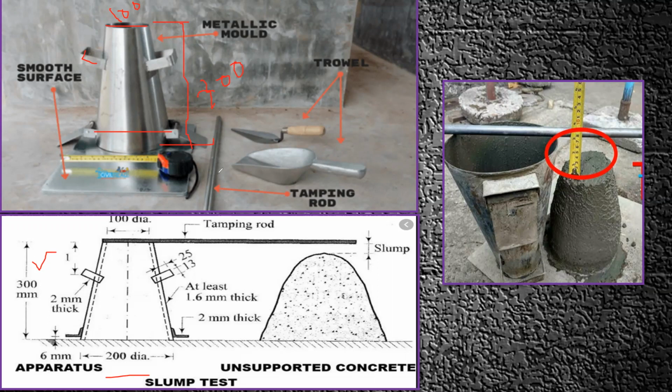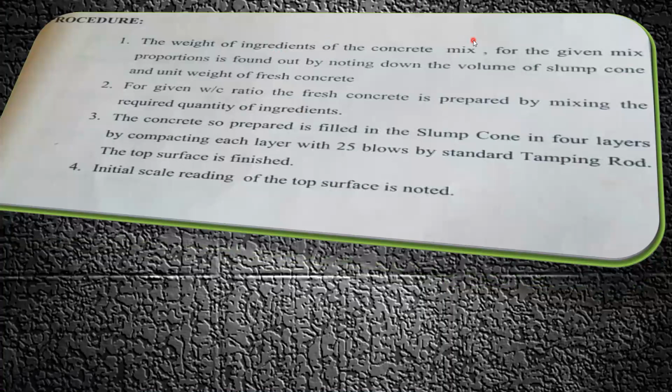So we'll see how this experiment has to be conducted. The procedure is to weigh the ingredients of the concrete mix. That means you have to fix a ratio first, what kind of ratio you want, whether it is M15 or M20 grade of concrete. And for that we have to calculate how much cement is required, how much sand, how much aggregate, and how much water is required, and you have to prepare a concrete.